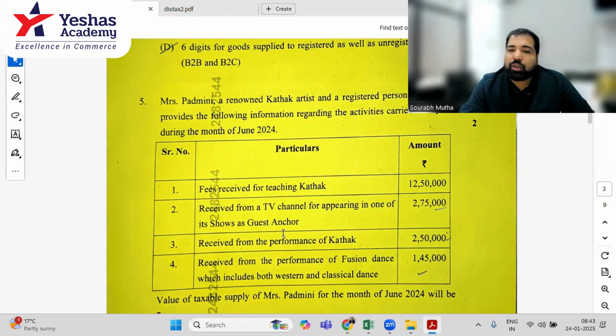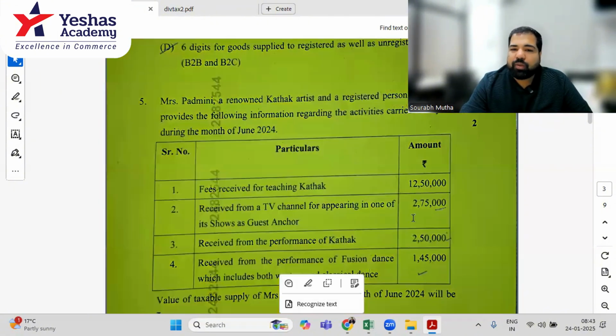Received from performance of Kathak, 250,000. If this was more than 250,000, there would be GST, but 250,000. So on the third one also, there is no GST. And the fourth one, received from the performance of fusion dance. Fusion basically means mixed, which includes both Western and classical. The government doesn't like Western dance, and hence this one is also subject to GST.